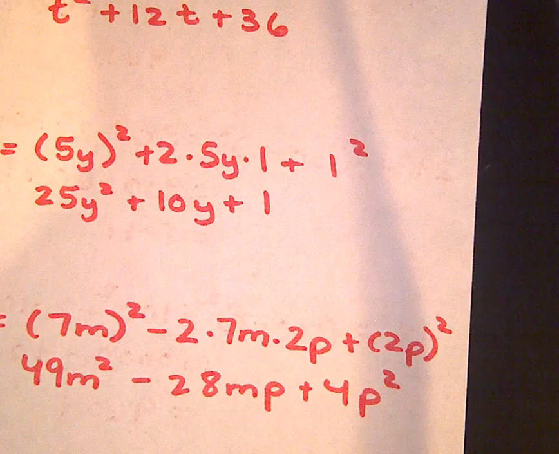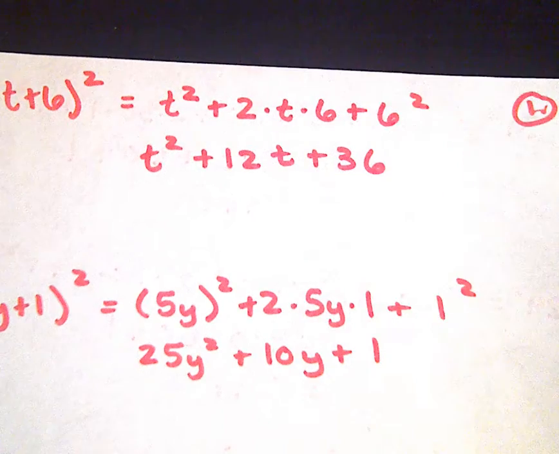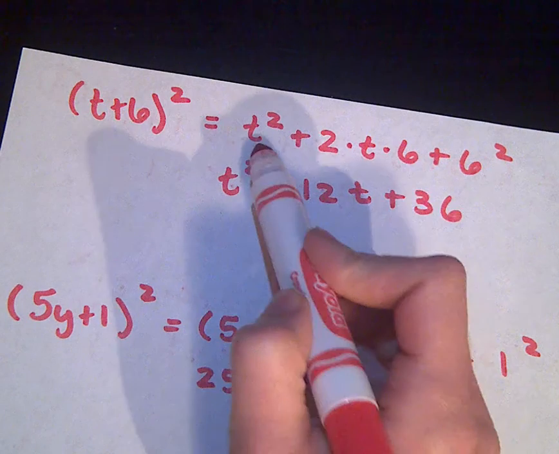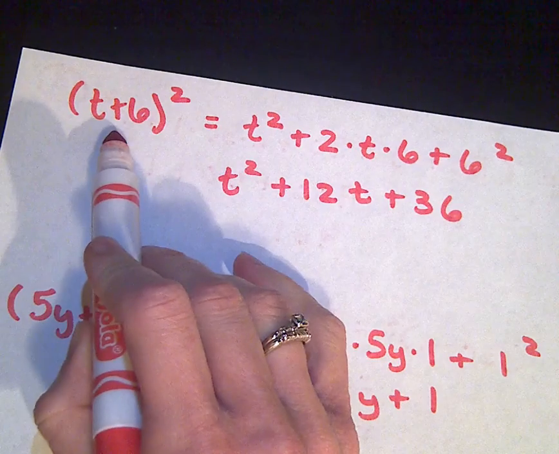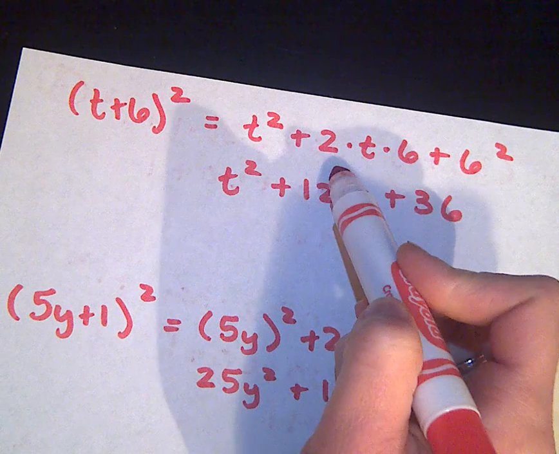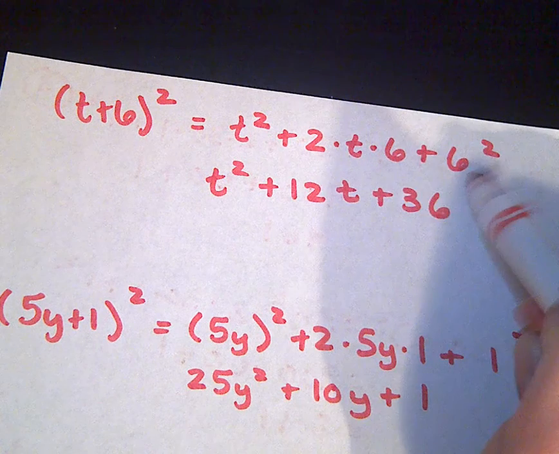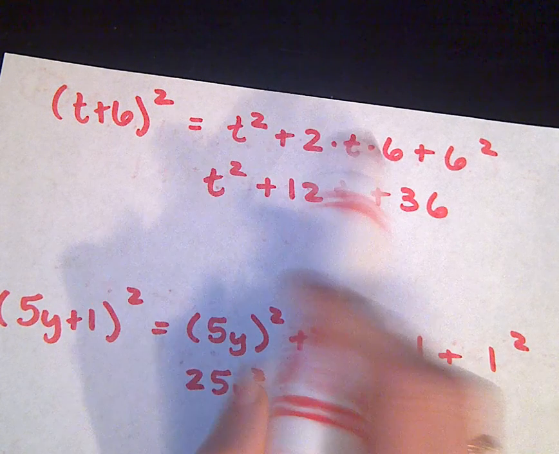Okay, here are our answers for quick check 1. We'll start with this one. The first one you had was t plus 6 quantity squared. So again, you're going to do your a squared, t squared, plus 2. It's plus because this is plus. So plus 2 times your a, which is t, your b, which is 6, plus your b squared, 6 squared. So you should have had t squared plus 12t plus 36, because 2 times t times 6 is 12t.